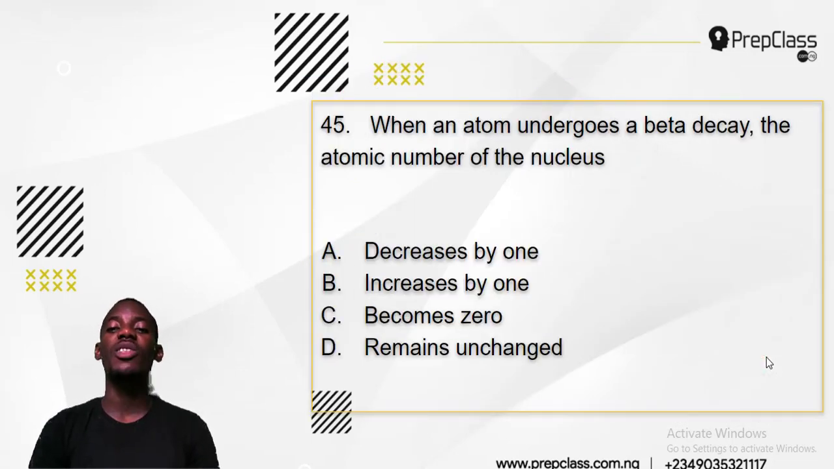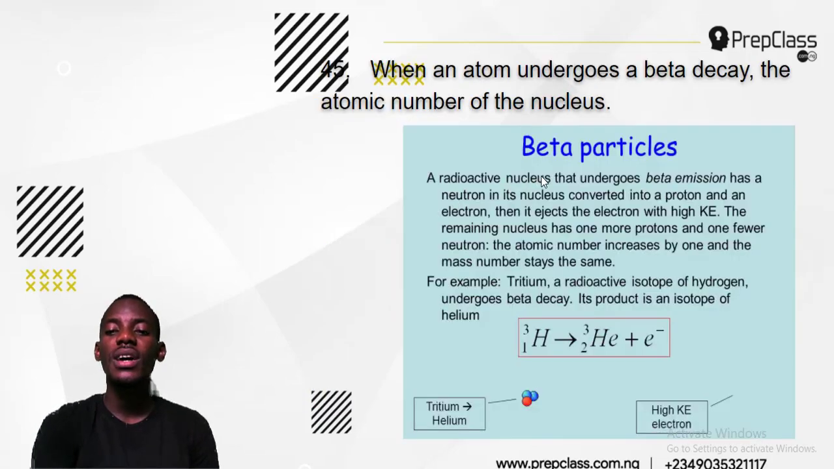The last one, when an atom undergoes a beta decay, the atomic number of the nucleus what? Now, the word beta decay needs to be explained. Do you have any idea which of the options might be correct? When we say that something has a beta decay, what does it mean? Now, what it means is very, very simple. A radioactive nucleus that undergoes beta emission or decay has a neutron in its nucleus converted into a proton and an electron. Then it ejects the electron with high kinetic energy. The remaining nucleus has one more proton and one fewer neutron. The atomic number increases by 1 and the mass number stays the same.